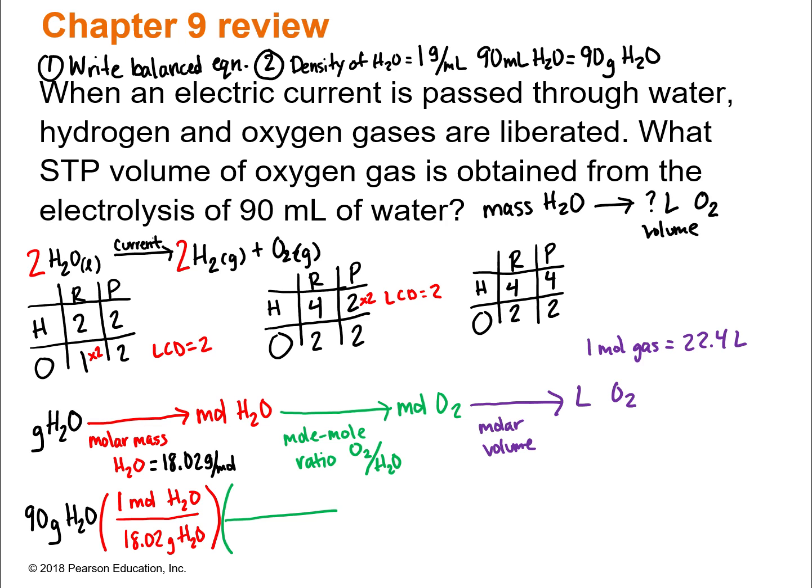to look at the coefficients. In front of the oxygen, we don't see a coefficient. That means it's 1. In front of the water, there's a 2. We write that as 2 moles. And that's our mole-mole ratio.